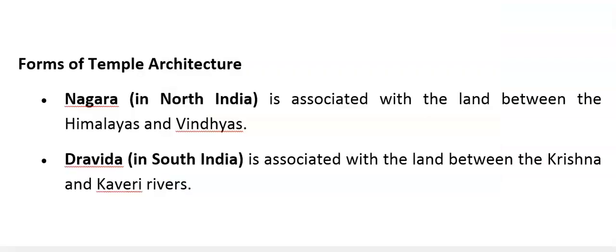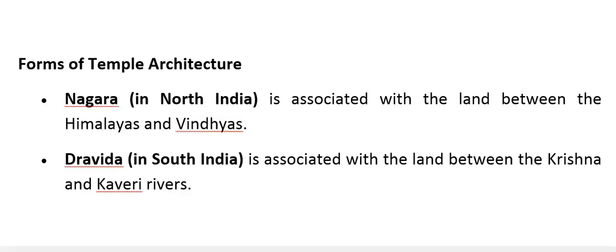And then if we talk about temple architecture, basically we have three types of architecture which have been described in the Shilpa Shastra as we read above. First is Nagara style, which is in North India, and it is associated with the land between the Himalayas and Vindhya. So basically the geographical land of the country has been divided into parts, and Nagara style belongs to the land between the Himalayas and the Vindhyas.